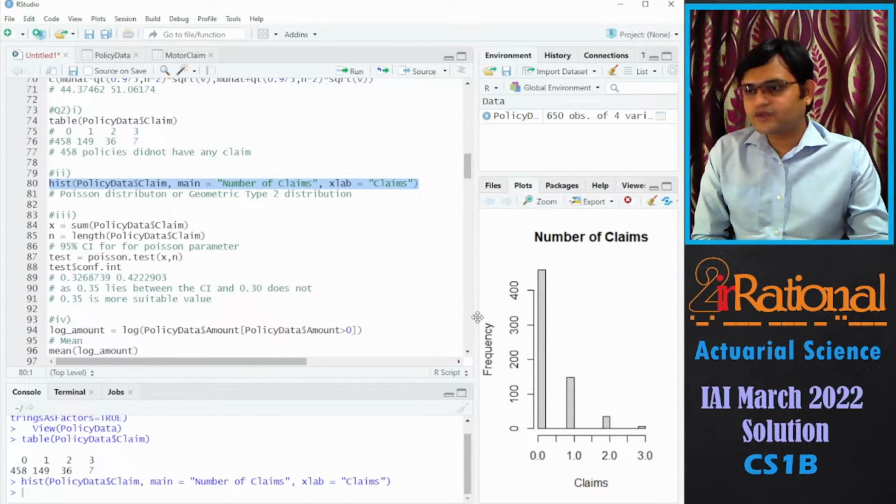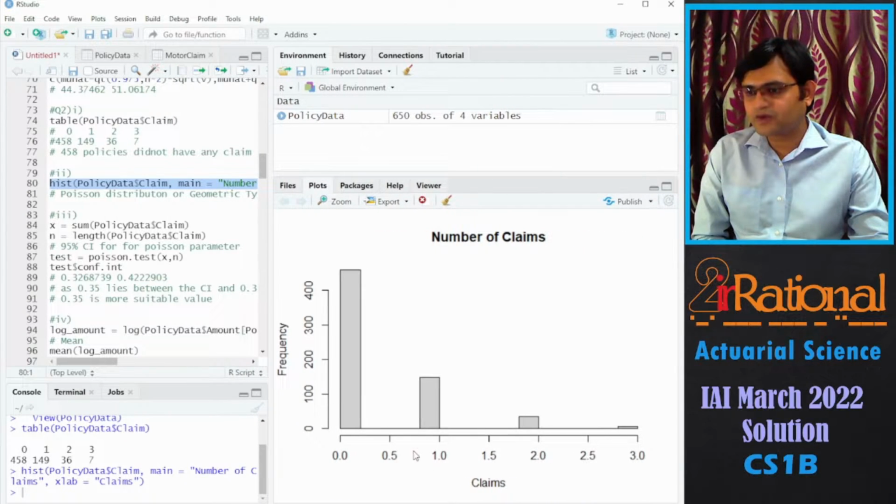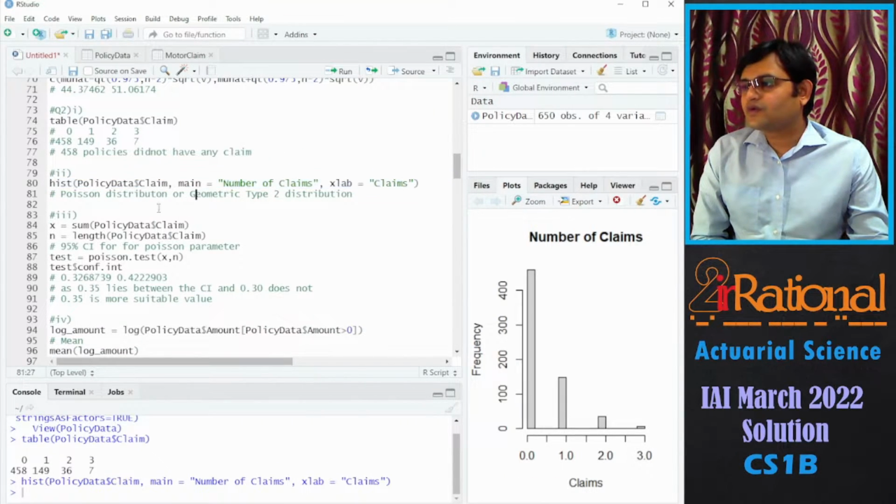So this is our frequency data. Looking at the data, you can clearly say that we have a discrete distribution. So we will be writing it as either a Poisson distribution or a geometric distribution because we do not have a limit to which it will be ending. The 2 suggestions I have given are Poisson distribution or geometric type 2 distribution because we need 0 as well.